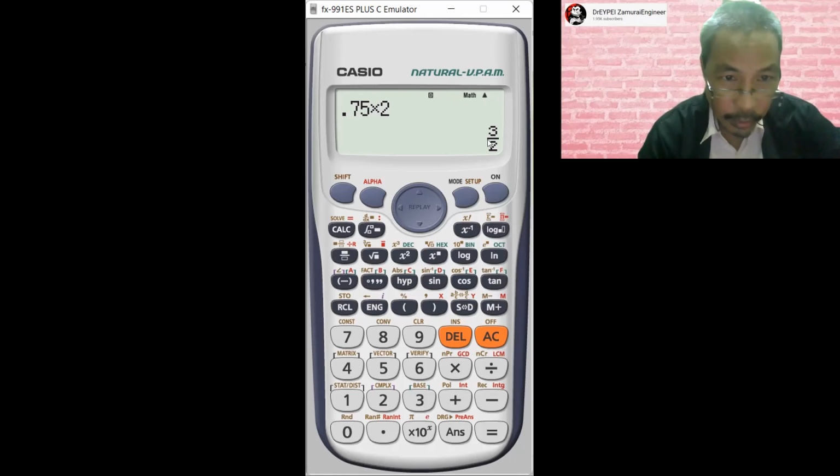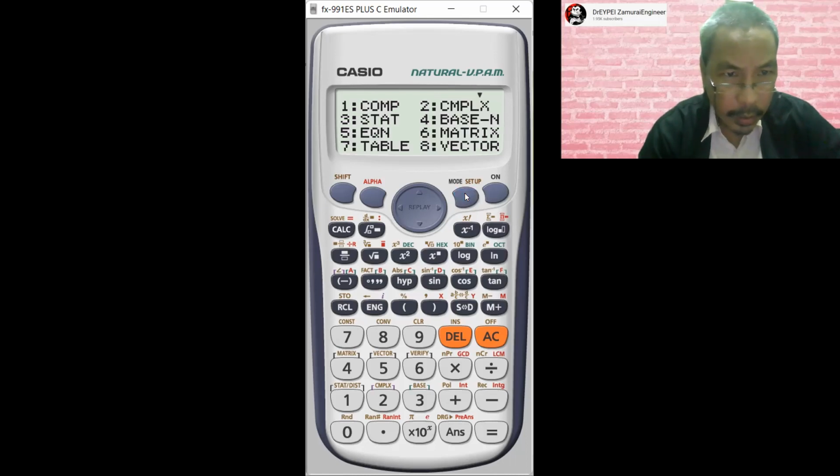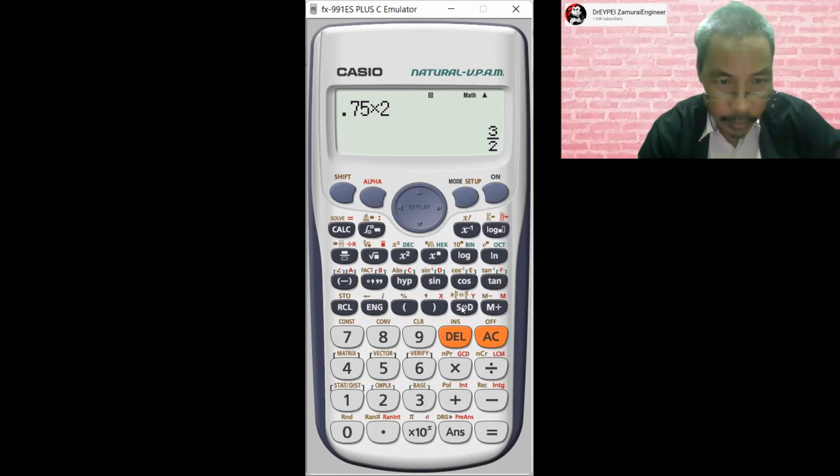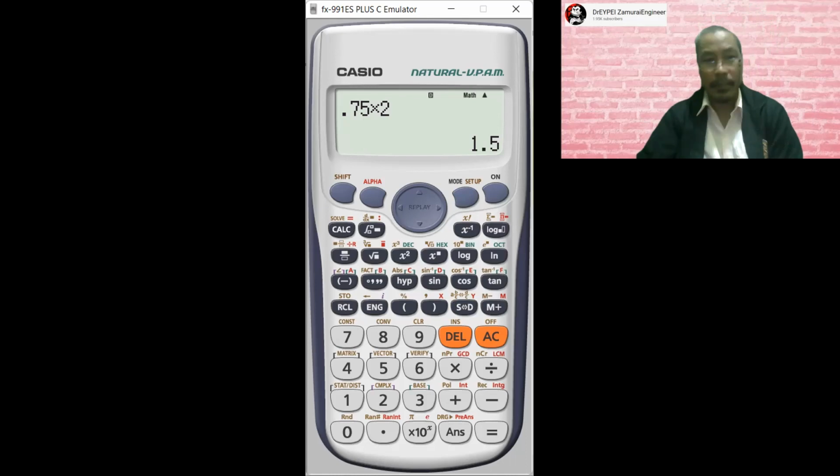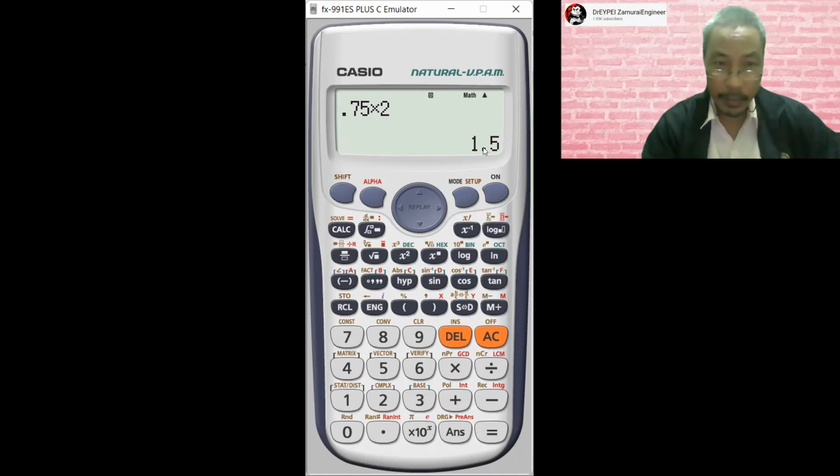So this is in fraction. Okay. If you multiply by 2, 1.5. So the answer is 1. The answer is 1. What is the remainder? The remainder is 0.5. So the remainder is 0.5.